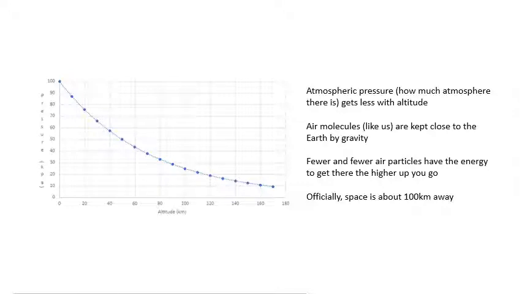But as you go higher and higher up, the air particles, to get that high up, need energy. And as you go higher and higher up, the number of air particles which have enough energy to be there gets less and less. And so the atmosphere, the pressure, falls exponentially with height.